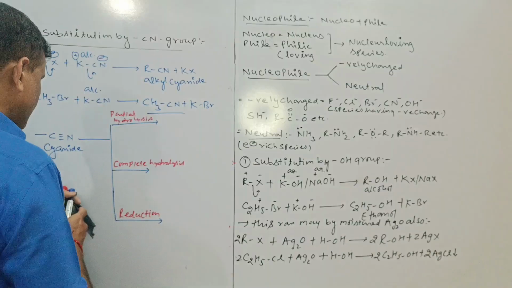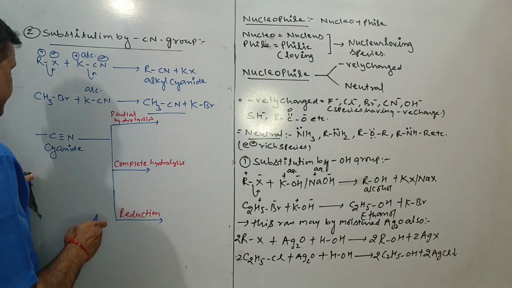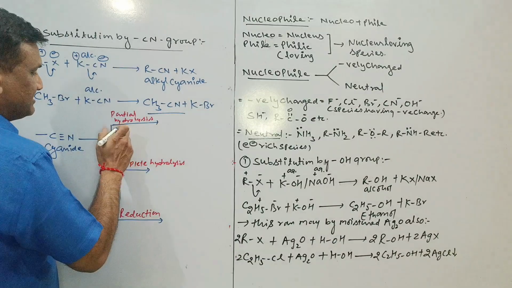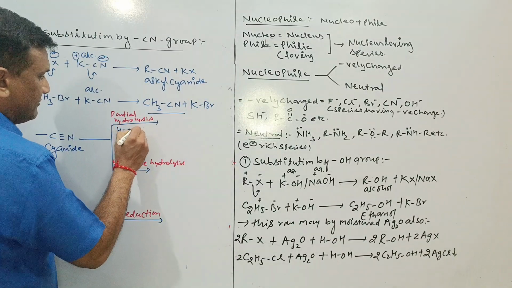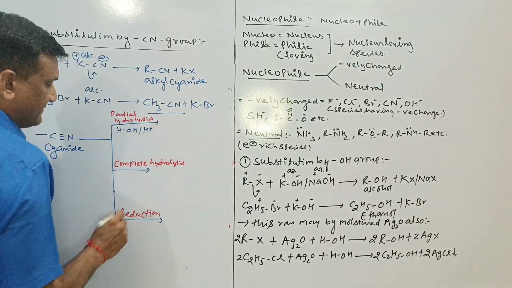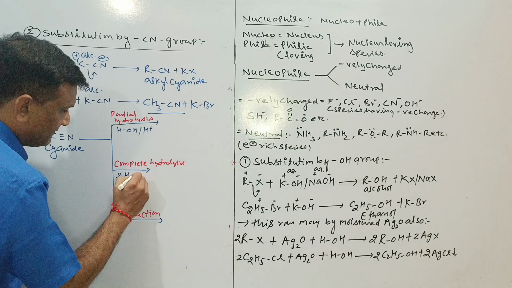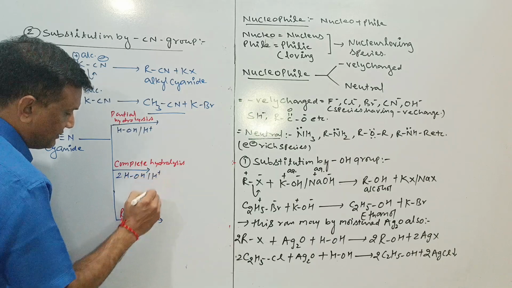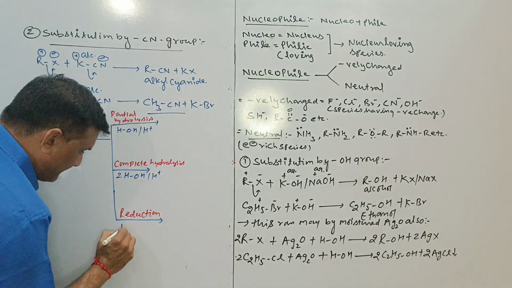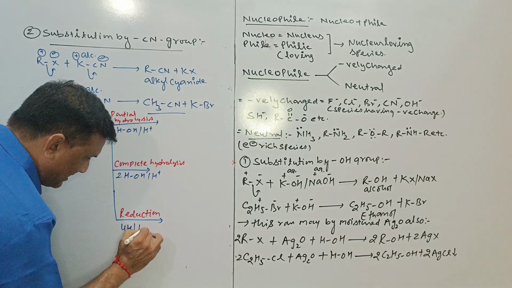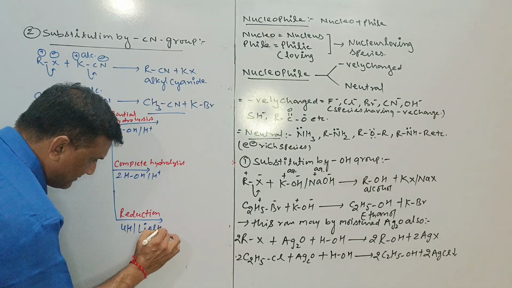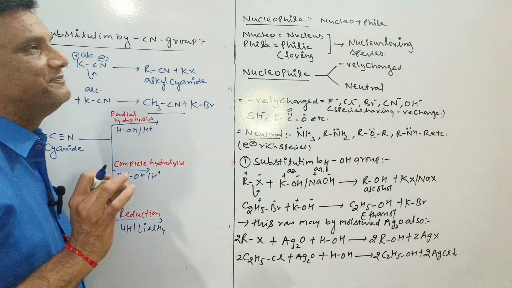If we go with just the reduction, then partial hydrolysis will use one water molecule, with oblique acid. Complete hydrolysis will use two water molecules, with oblique acid, 2-3 drops of acid. Reduction will use 4 H, nascent hydrogen, with LiAlH4. For this catalyst, it is the best thing.